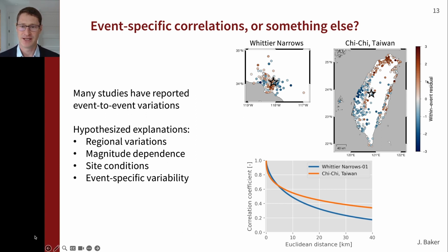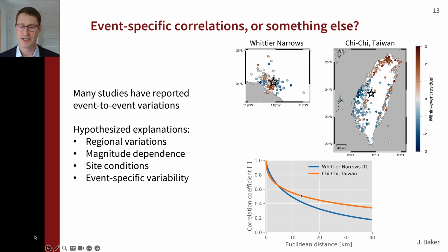On the upper right, I've got the map of Chi-Chi, Taiwan, and those residuals that we've been talking about so far. On the left map, this is also a map of ground motion residuals from a Whittier Narrows earthquake that occurred in Southern California. In these figures, the earthquake epicenters are shown with stars, and the recording stations with circles. If we go through that estimation process and fit correlations as a function of distance to those data sets, we get the results in the bottom plot, with distance on the horizontal axis and correlation on the vertical axis.